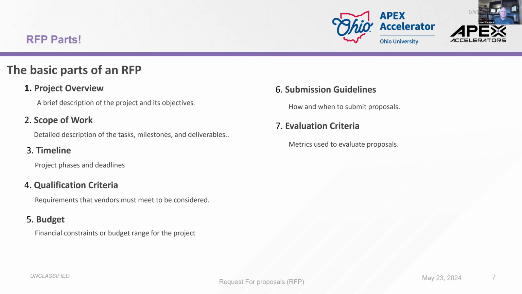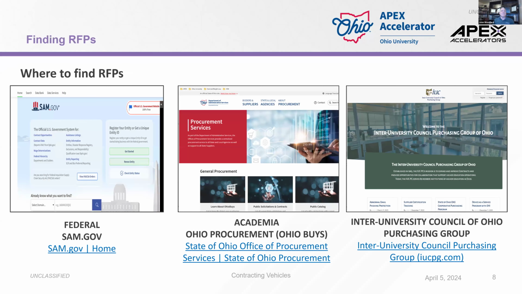overview of the RFPs. The question is, where do you find them? You can find them at the federal level through SAM.gov. You can find them at the academia level. Usually universities have some form of procurement system. And I see my one word for academia got stuck over the state. I don't know how that happened, but Ohio Procurement is an example of the state system, which is similar to the federal government's SAM. And each one of these entities has RFPs put out there for you.